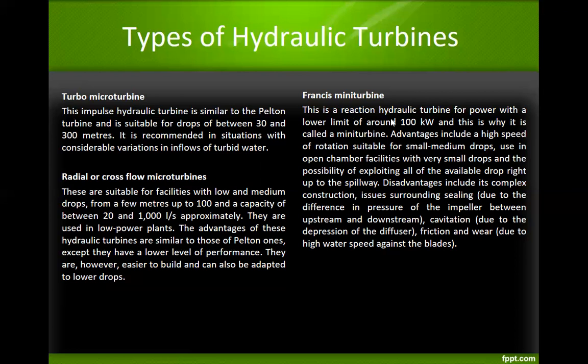Next is the Francis mini turbine. This is a reaction hydraulic turbine for power with a lower limit of around 100 kilowatt, and this is why it is called a mini turbine. Advantages include a high speed of rotation suitable for small medium drop, used in open chamber facilities with very small drop, and the possibility of exploiting all the available drop right up the spillway.